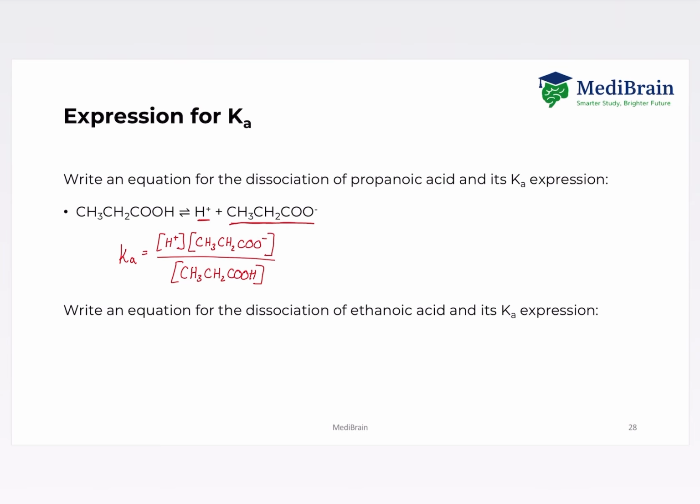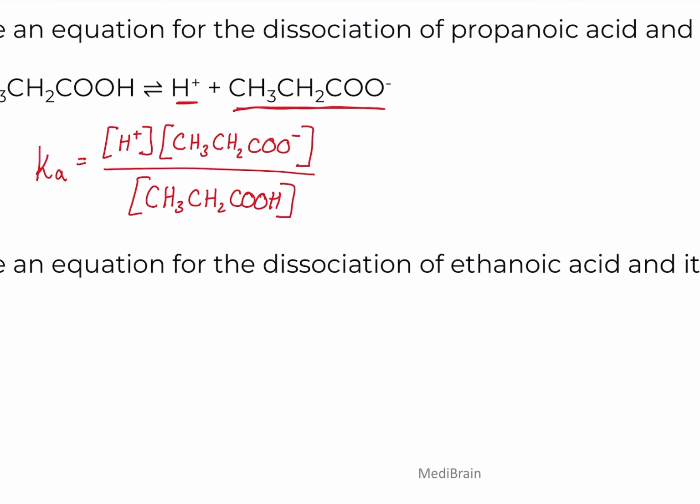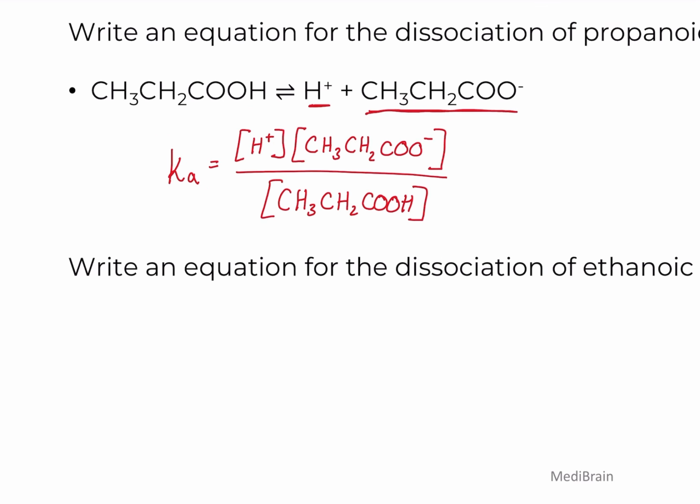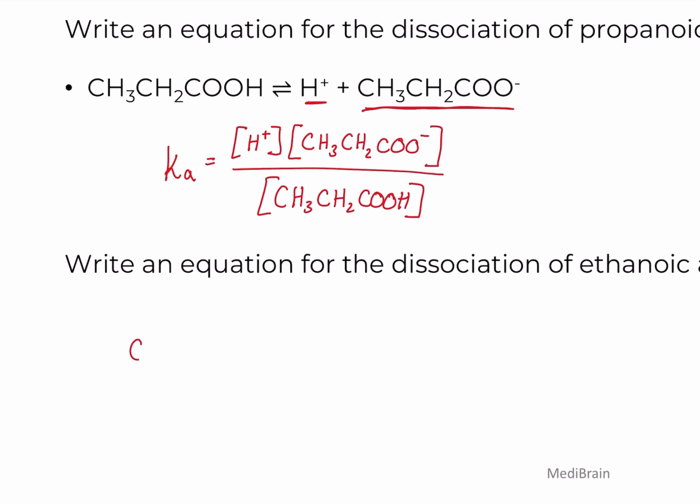Now it says write an equation for the dissociation of ethanoic acid and its Ka expression. Okay, this time it's a bit harder. So we've got ethanoic acid. If you're ever struggling with working out the formula, just draw it out. Ethanoic acid. So we know that there's going to be 1 carbon chain, and then we've got the COOH.